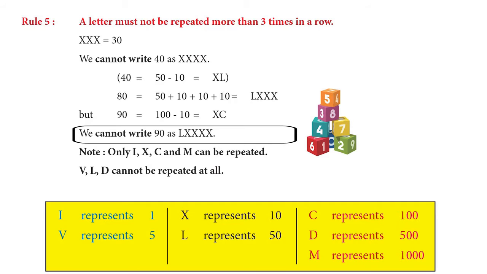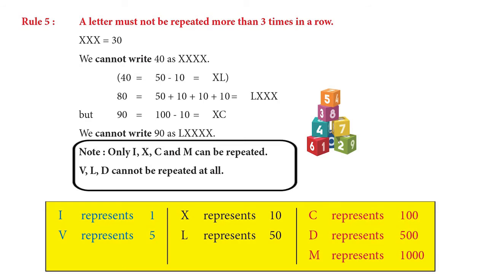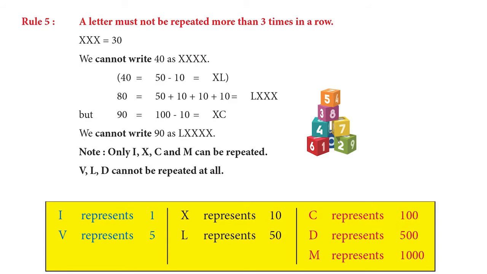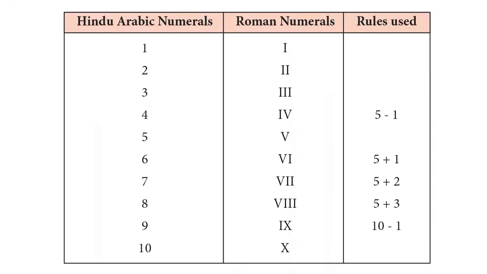Okay, what is the note you have to remember here? Only 1, 10, 100 and 1000 can be repeated. 5, 50 and 500 cannot be repeated at all. So, remember those notes, and then we will go into the next page, which again you have to remember by heart. The columns are in page number 70, as you can see on the screen.